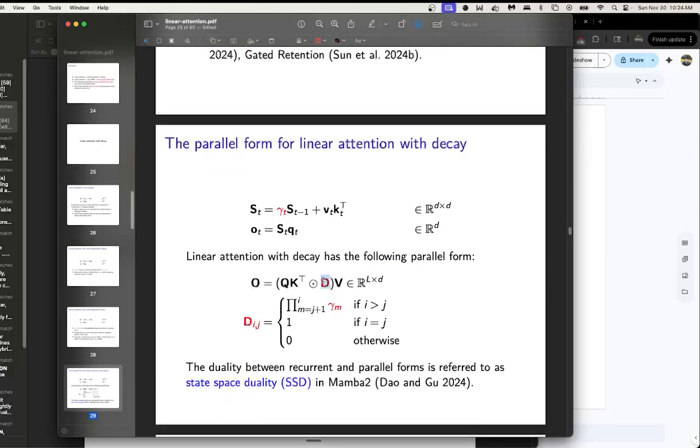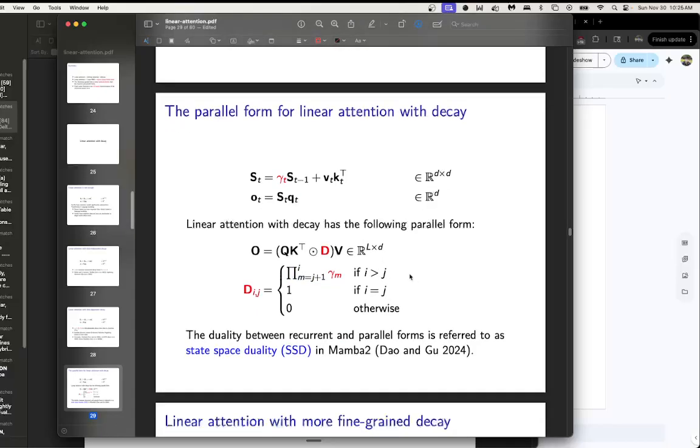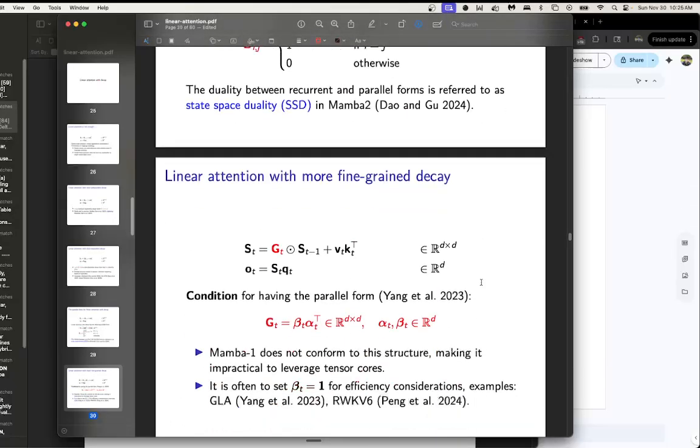And the way this would be implemented in practice in a parallel form is, rather than just have a regular causal mask, you would have 0 for future tokens, 1 for the current token, and then for all previous tokens, you would have the cumulative product of the decay terms, right? So that's how that would be implemented in practice.